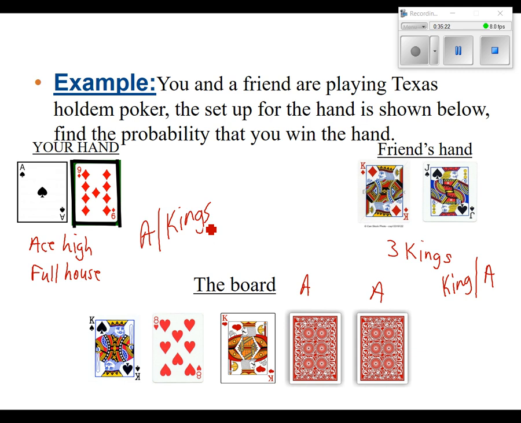So what's the probability of this card being an ace? Think carefully here. We need an ace and an ace. That's what we want.